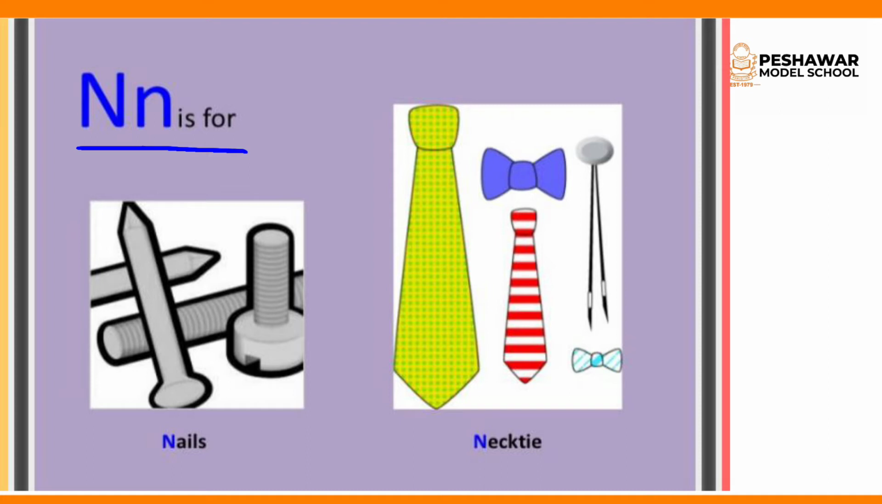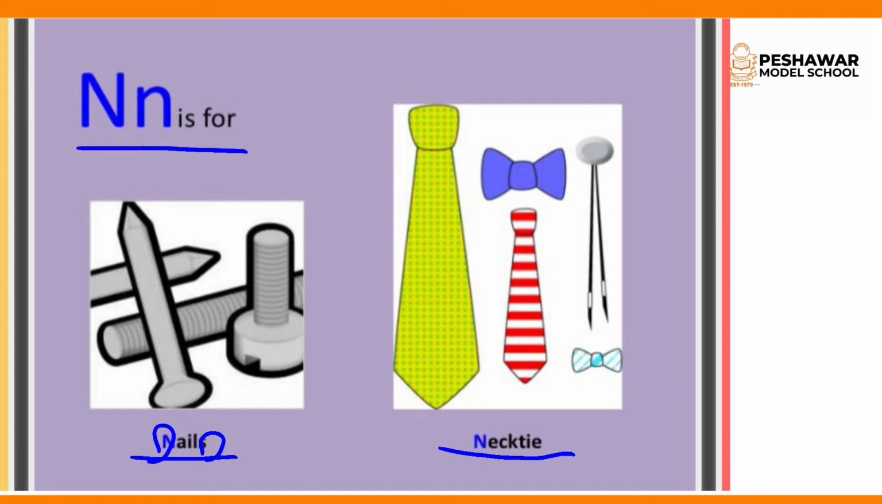Look at the first word, N-A-I-L-S, nails. Now look at the second example, necktie. If we look at both of these examples, what is the first letter of the word? The first letter is N, so the initial sound is N. And what is the last letter? The last letter is S, so the ending letter is S.